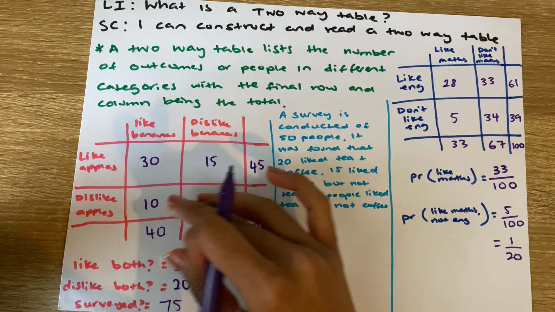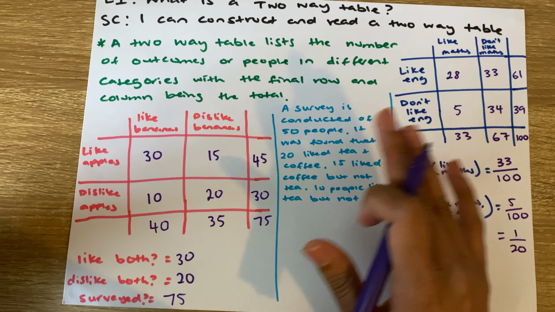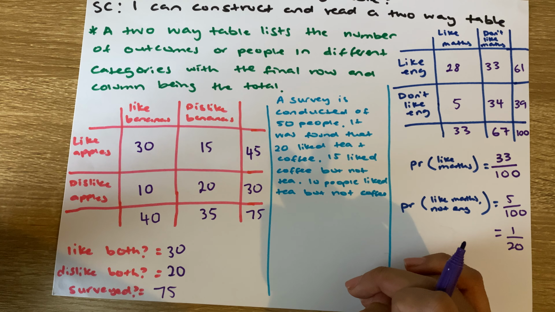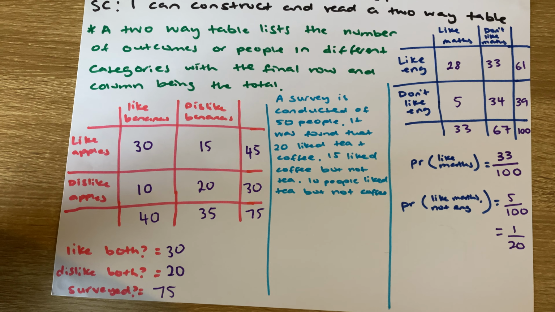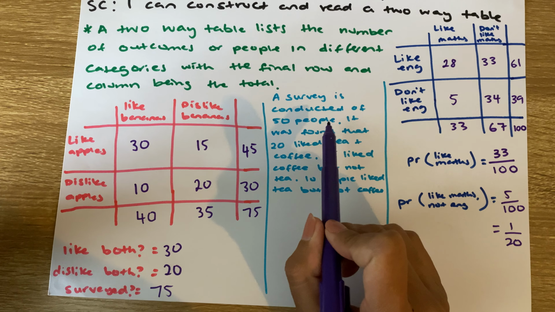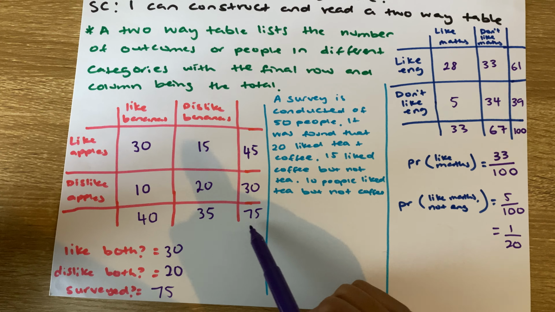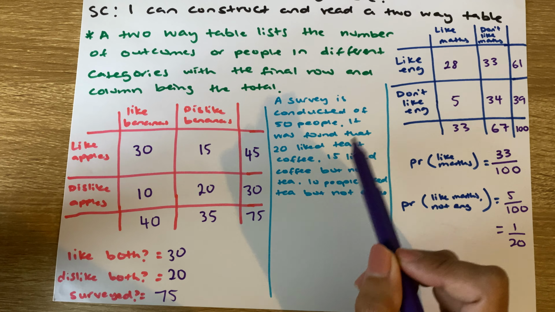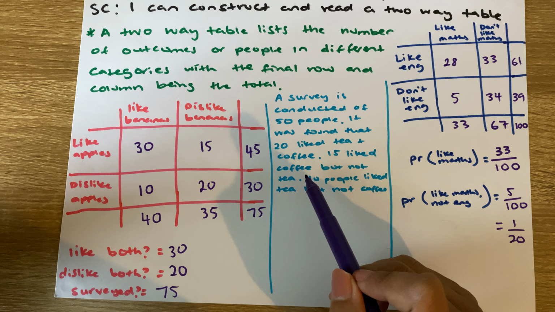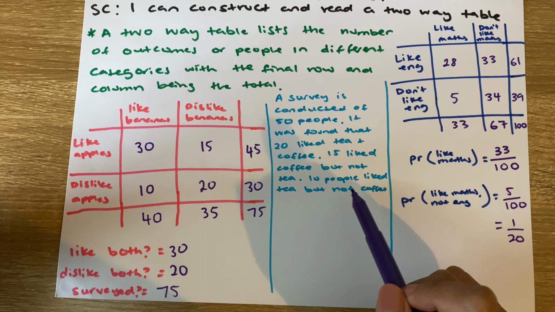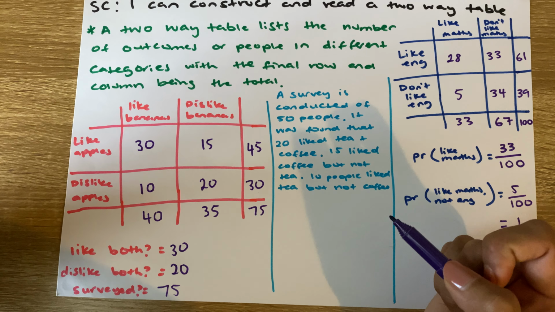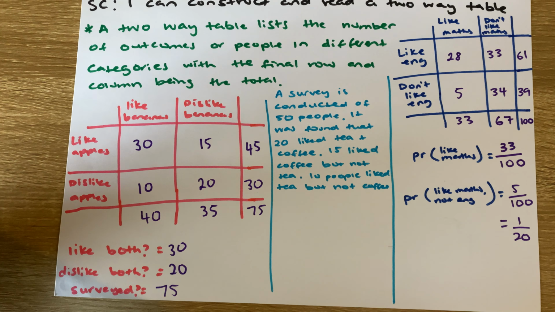All right, so now that we kind of know what a two-way table looks like, we're going to try to make one for ourselves. So this question over here says to us that a survey is conducted of 50 people, which we already know now that our 50 is going to be this total number in the corner. It was found that 20 people liked tea and coffee, 15 liked coffee but not tea, and 10 people liked tea but not coffee. And we have to create a two-way table using this information that we've received.